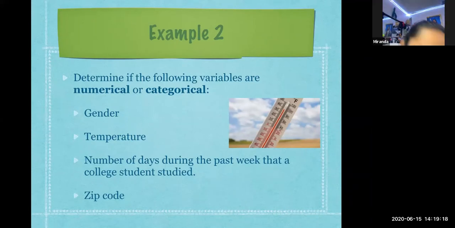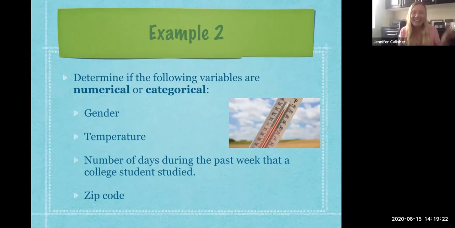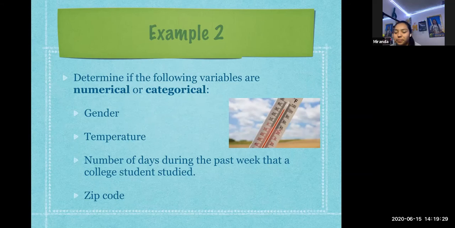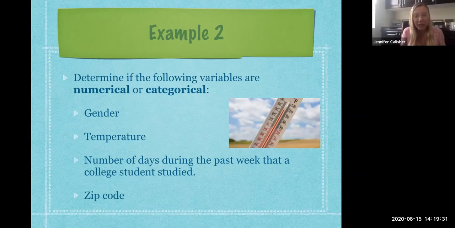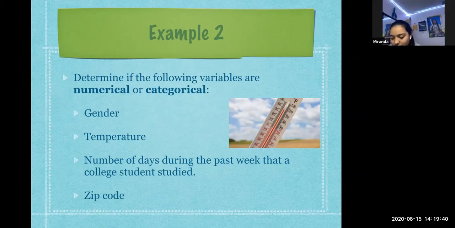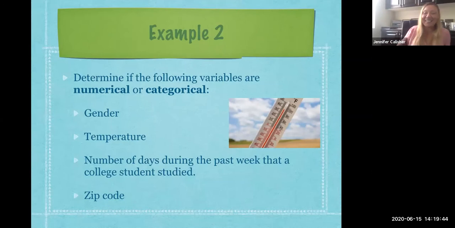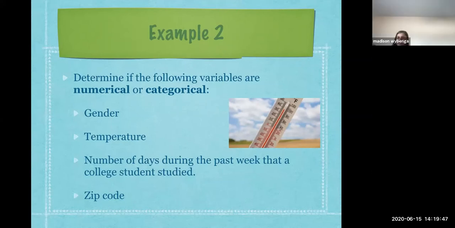Okay. Miranda, temperature, numerical or categorical? Categorical. For temperature? Oh, no, numerical, the numbers, sorry. Exactly, it's a number, right? Now, if somehow we were to say, is it hot or cold? Absolutely, that would be categorical. But if there's a number associated to it, then we would definitely say that it's numerical. By the way, has anyone been outside yet today? Is it hot or is it cold? Hot. What is it, like 80? Yeah. Okay, so that's definitely a number.